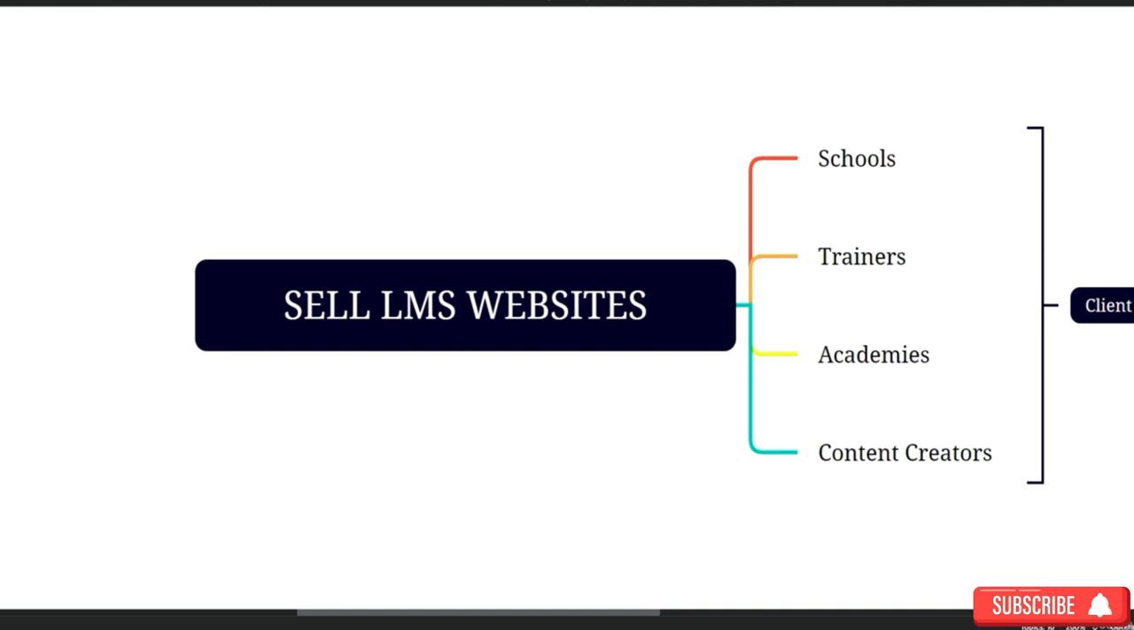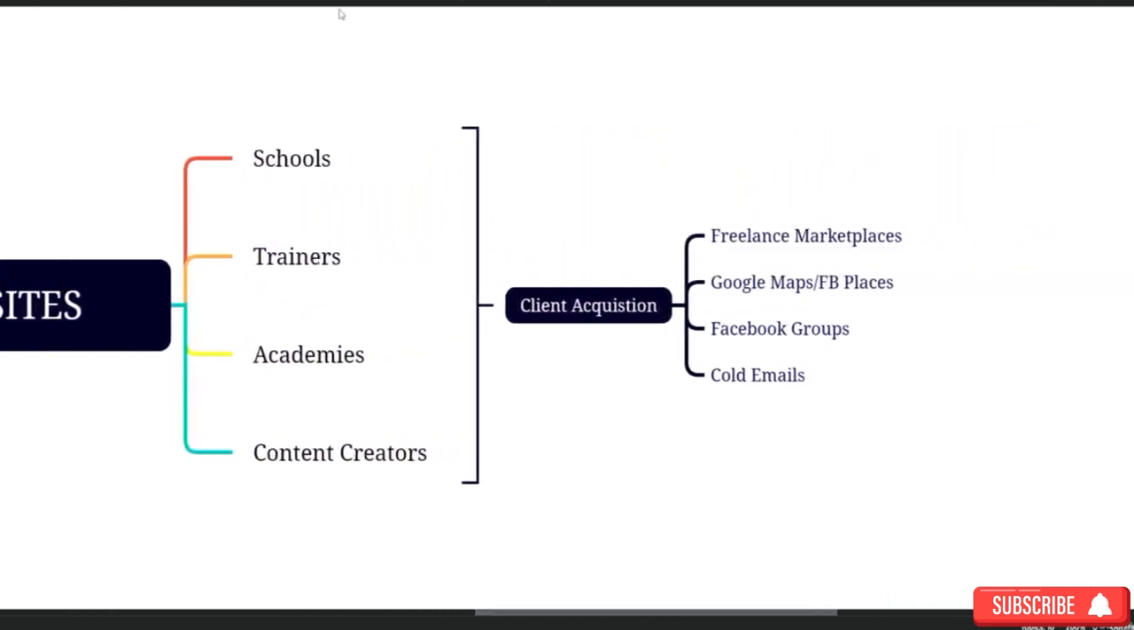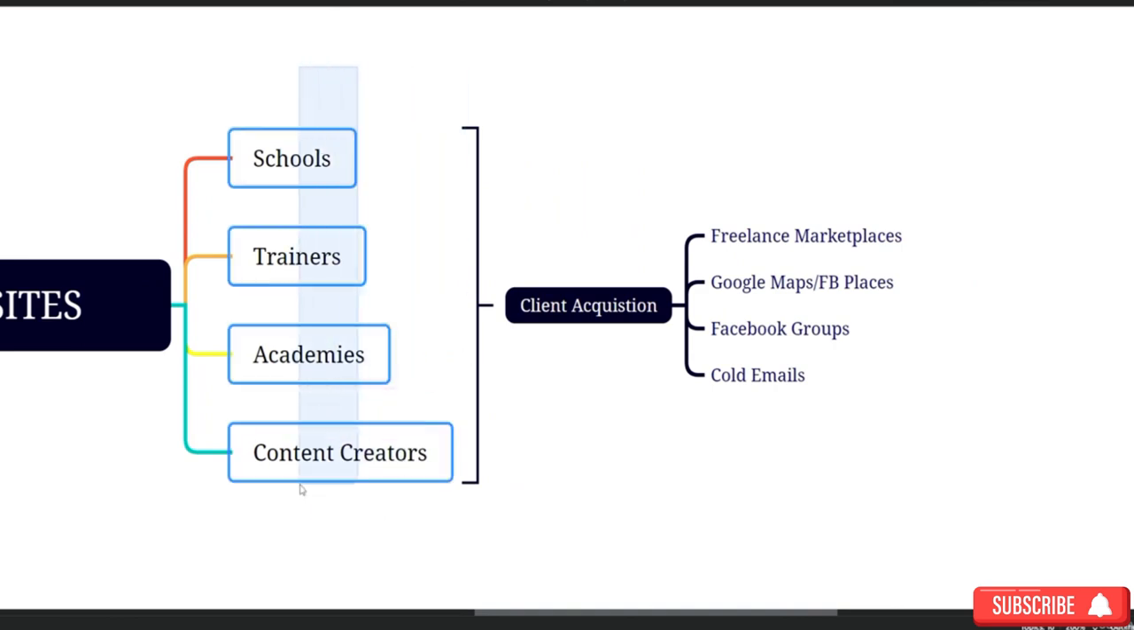Okay. So first of all, for selling an LMS website, you need your ICP, ideal customer profile. Who are your ideal customers? Your ideal customers are schools who need the website, then the trainers who want to sell courses, then the academies, and then the content creators who have an audience but just want to sell something, and you have to do it for them.